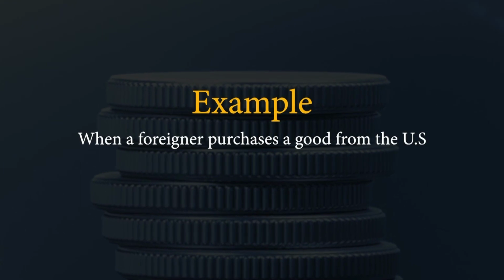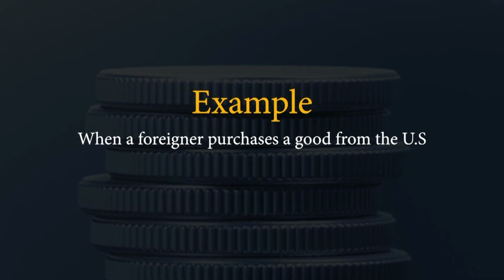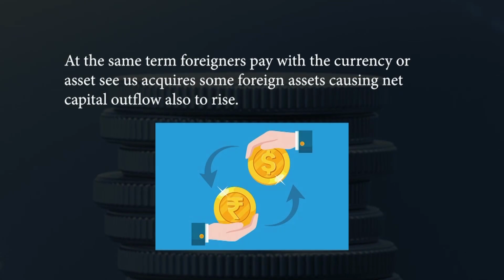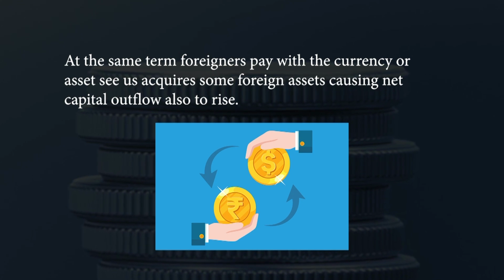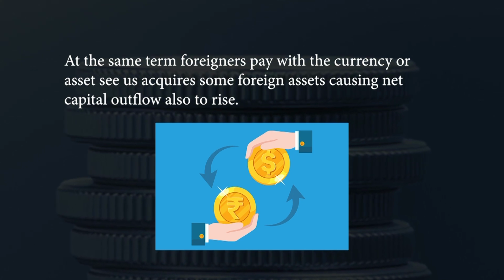Then we have an example: when a foreigner purchases a good from the US, US exports and net exports increase. Suppose a foreigner is visiting Agra and taking a meal. Whenever a foreigner takes an Indian meal, India earns foreign exchange out of it, so net exports rise in terms of services. At the same time, the foreigner pays with currency or assets. So the US acquires some foreign assets, causing net capital outflow to also rise. So both are basically interdependent.